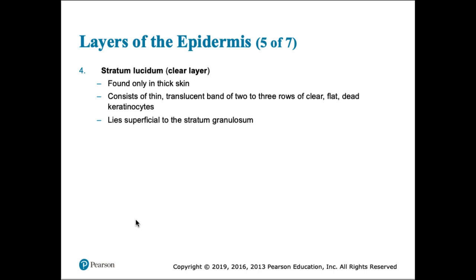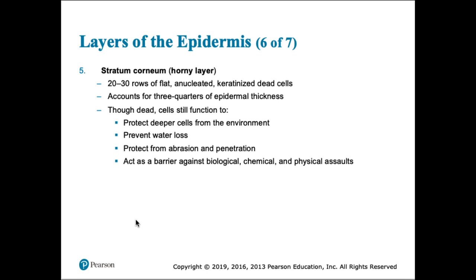Now, there's a stratum lucidum. It's a clear layer. It's only, like we talked about before, found in thick skin like your hands and your feet. And this consists of this thin, translucent band of 2 to 3 rows of these dead keratinocytes. This lies superficial to the stratum granulosum. And then we have this stratum corneum. We call this the horny layer. It's basically 20 to 30 rows of these little flat, anucleated, keratinized dead cells. And basically, this is about 3/4 of the epidermal thickness.